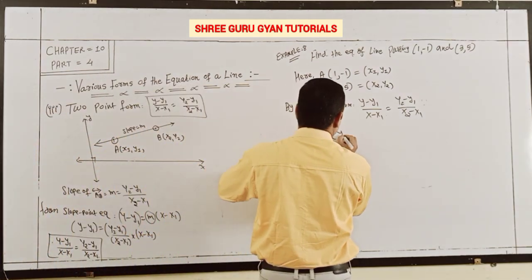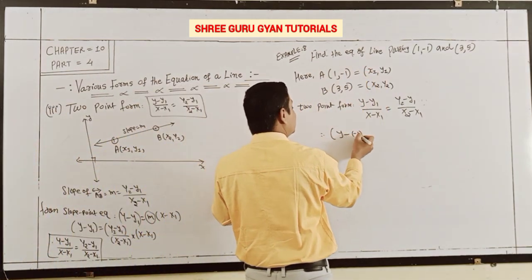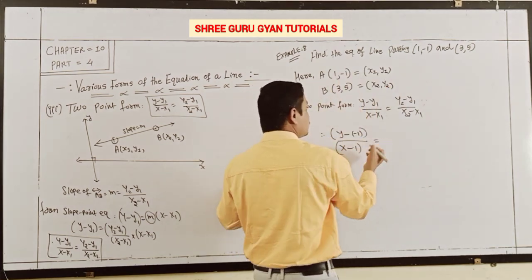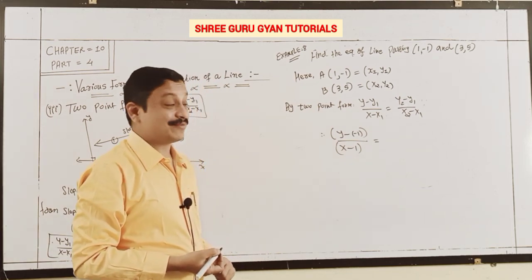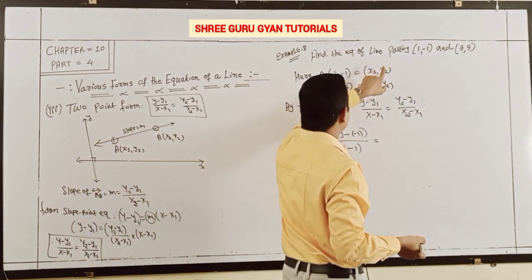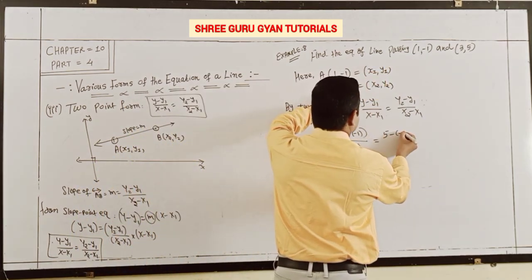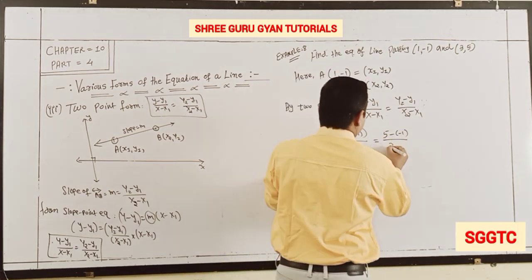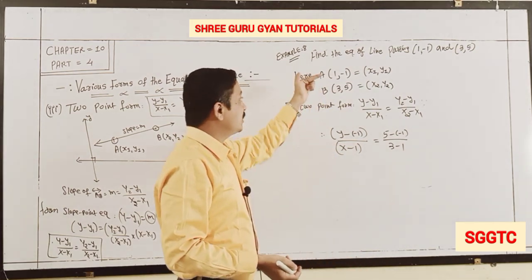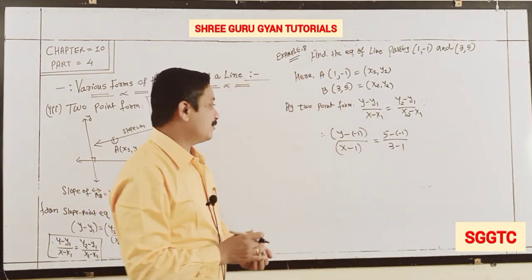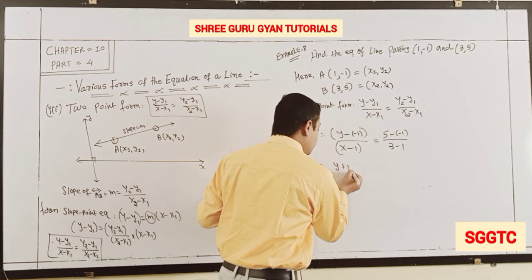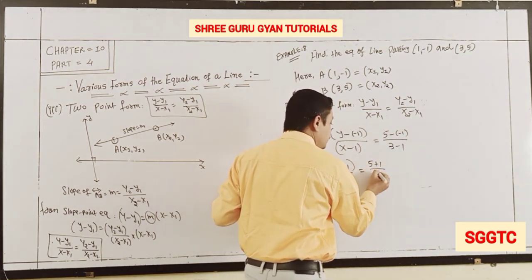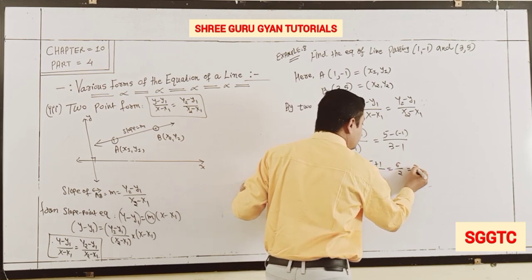So what is y1? Minus 1. What is x1? 1. Same. Now y2 minus y1, so here write 5 minus minus 1. x2 minus x1, so 3 minus 1. My value is (y plus 1) by (x minus 1) is equal to (5 plus 1) by 2, 6 by 2, which is 3.